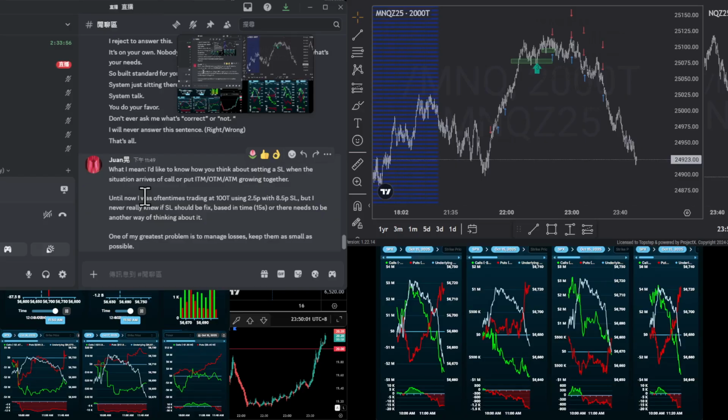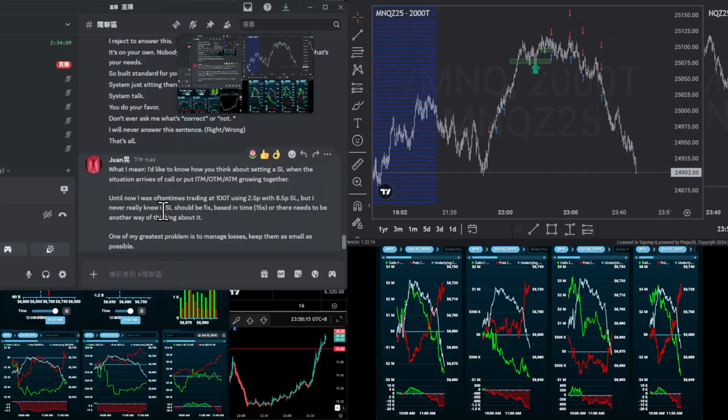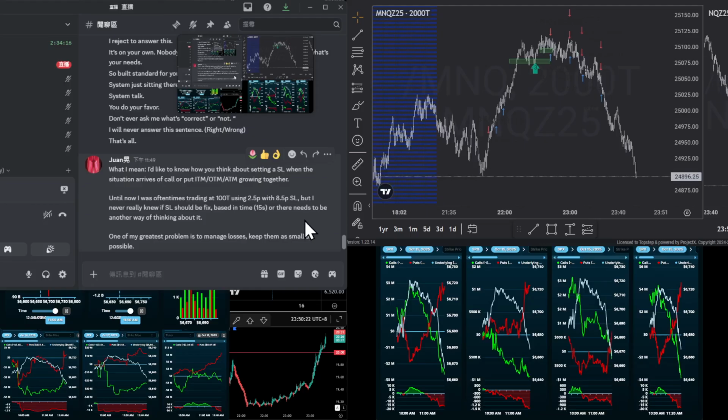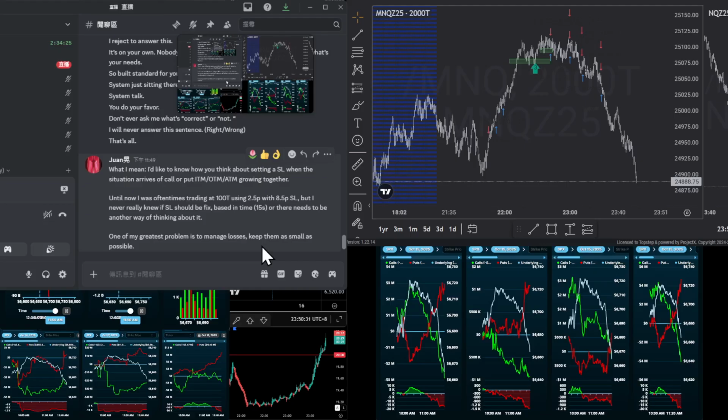Next, until now, I was oftentimes trading at 100 tick using 2.5 point with 8.5 point stop loss, but I never really knew if stop loss should be fixed based in time or there needs to be another way of thinking about it. One of my greatest problems is to manage losses, keep them as small as possible.